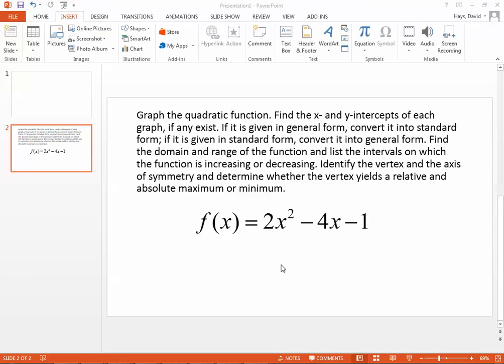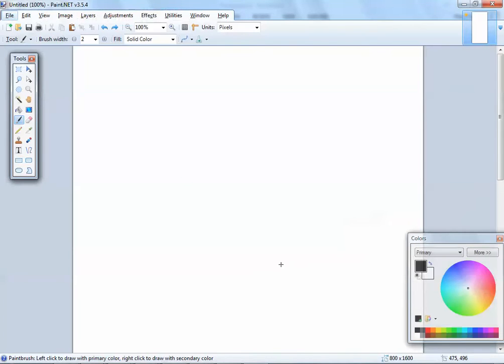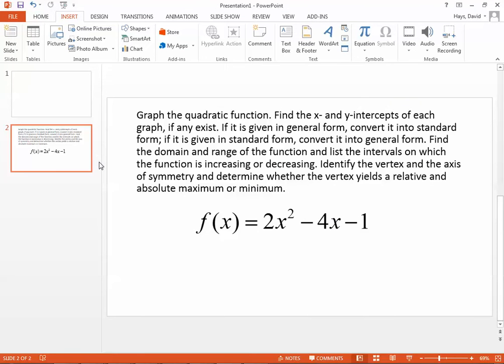Let's take a look at this problem. We've got f of x is equal to 2x squared minus 4x minus 1. Instructions say to graph it, but first we're going to find all these other items. So find the x and y-intercepts.